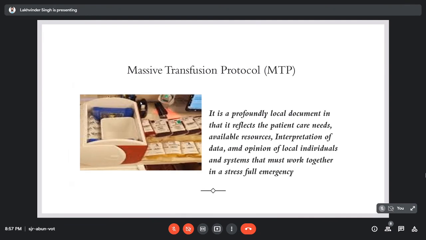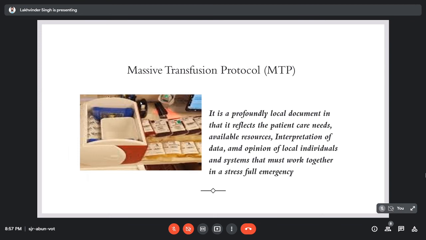Then massive transfusion protocol. It is a profoundly local document. In a simple way, I would say we have to maintain a system that whenever a patient comes to the emergency, all the services involved in the management of this patient, like the blood bank, provide the blood component, then the thromboelastography lab should be activated, so that they give the results. Then the coagulation tests are required, PT, INR, the hemoglobin values are required. They should get activated. There should be a process flow.